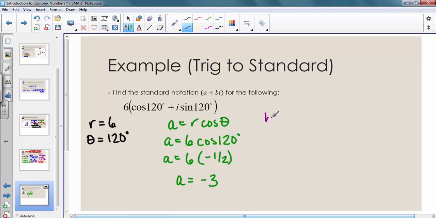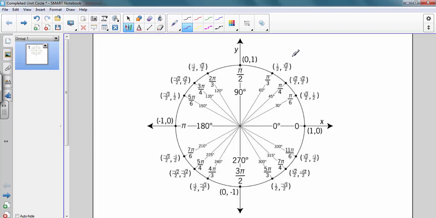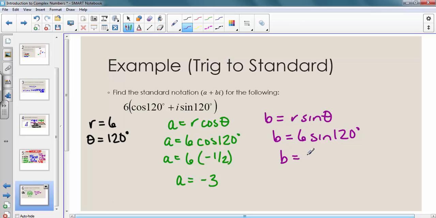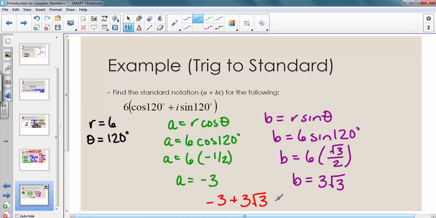Then we also need to find out what b is. B equals r sine theta. R is 6 and theta is 120 degrees. Going to my completed unit circle, the sine of 120 degrees is square root 3 over 2. So b equals 6 times the square root of 3 over 2, which gives b equals 3 square root 3. Writing this in standard form, I get a, which is negative 3, plus b, which is 3 square root 3, i.